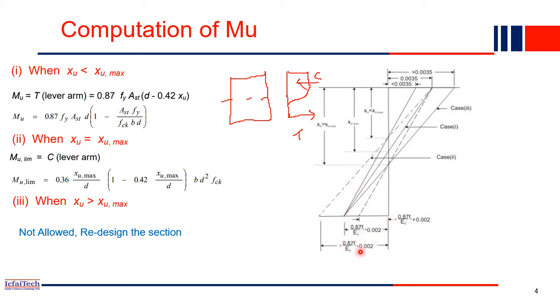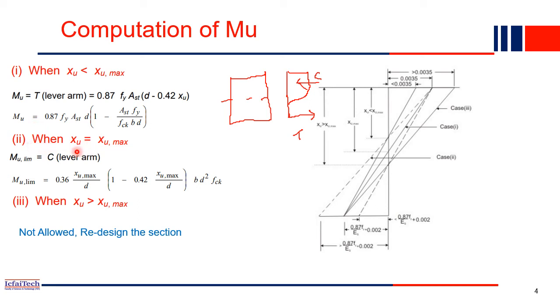So we take the steel force or stress and find out what Mu is. Mu will be T into lever arm. T we already know is 0.87 fy Ast, into the lever arm, which is the C to T distance, d minus 0.42 Xu. Substitute the Xu value, and from the last slide you will get this type of expression for Mu. This is the resisting moment in a section.